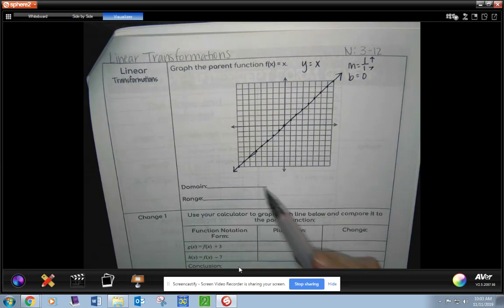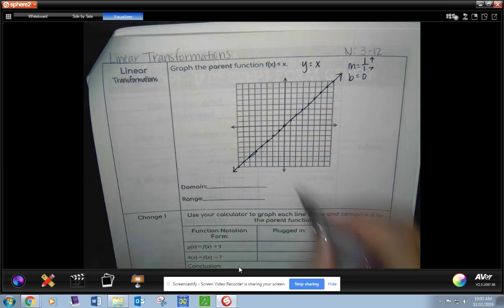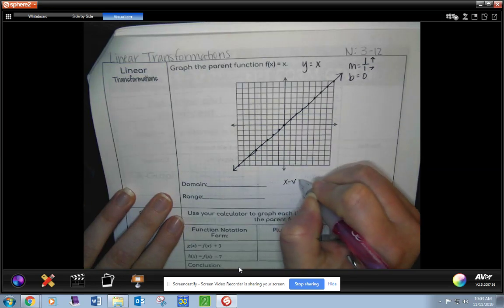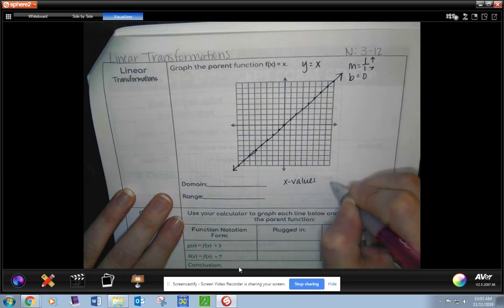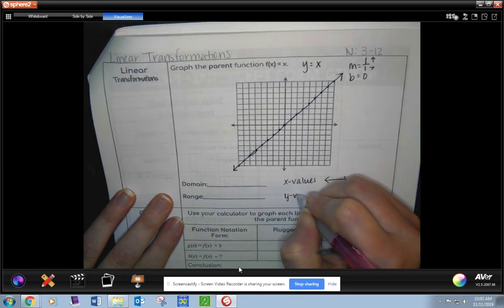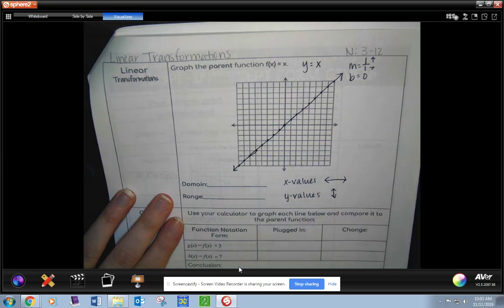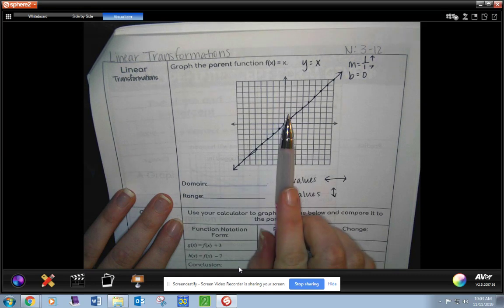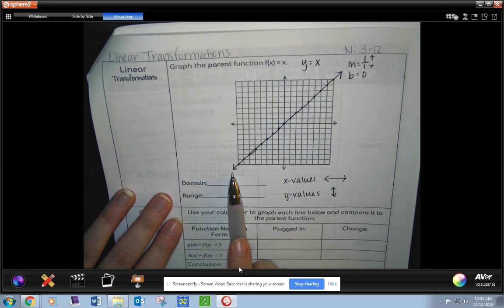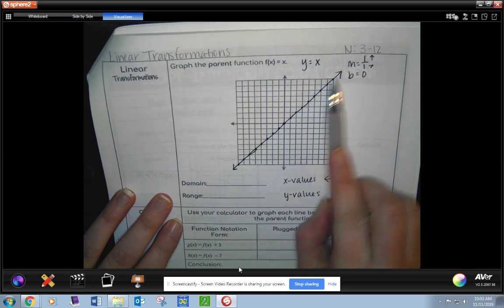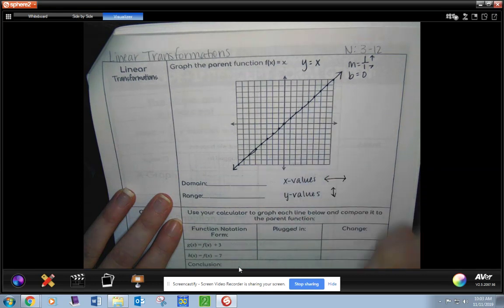And then just some old review from Unit 2, domain and range. Remember that domain is just the x values, and x goes left to right. Range is just the y values, and it goes down to up. So what I'm going to do is scan this graph to the left and see how far left it's going to go, which it just keeps going and going. And then I'm going to scan this graph to the right and see how far right it goes, and it just keeps going and going.